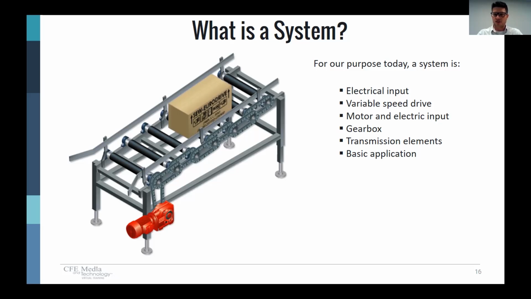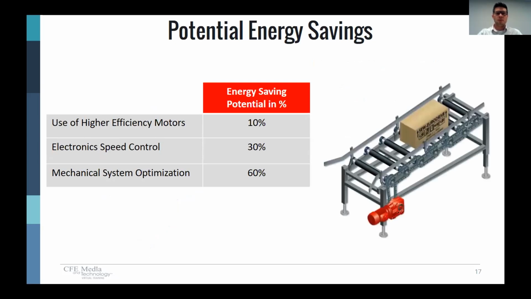This is an entire system, and we're going to break the system down into its individual components, see where we're losing power, and how we could possibly improve upon that. But before we do that, let's take a look at where the most potential is to save some energy, so we can have an idea.